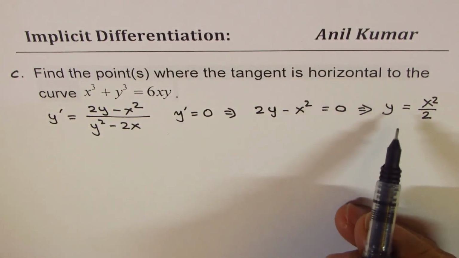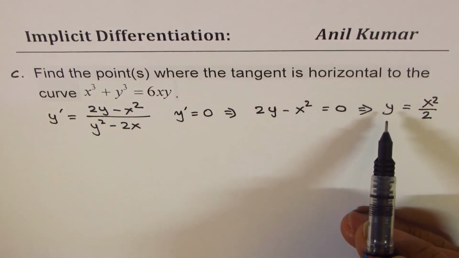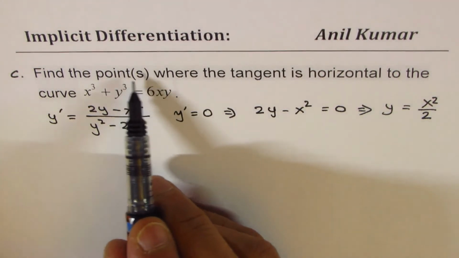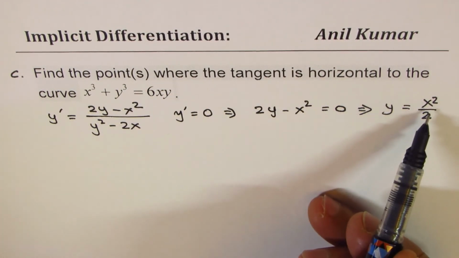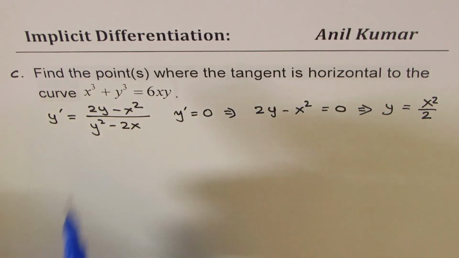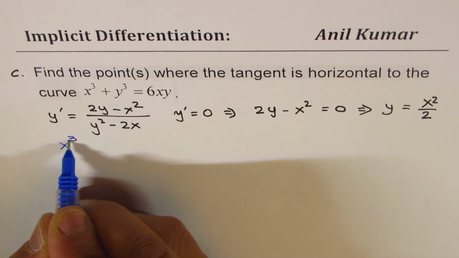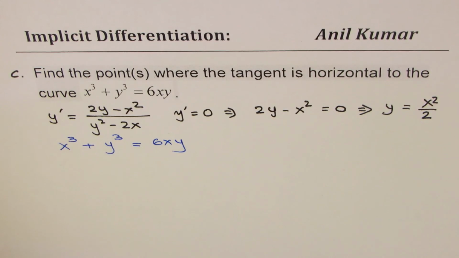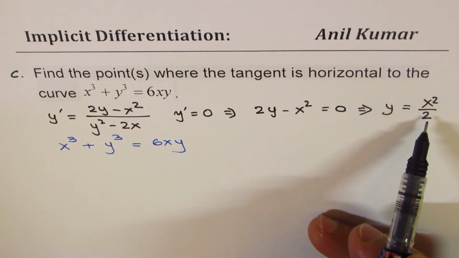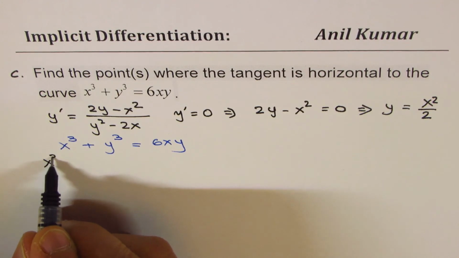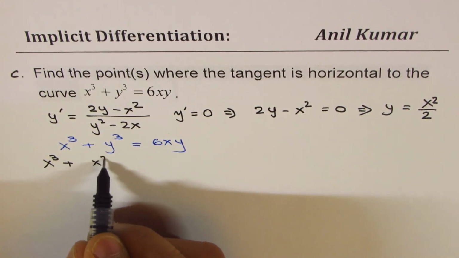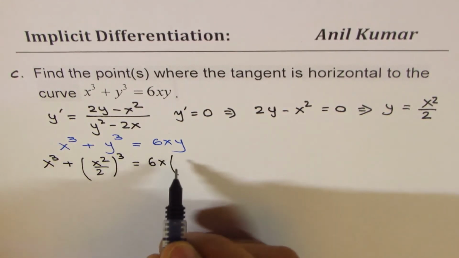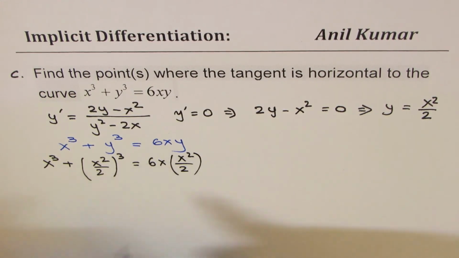Perfect. So we get a condition here from the numerator, y equals x squared divided by 2. To find the points on the curve, we'll substitute this into the equation. The equation given to us is x cubed plus y cubed equals 6xy. Here we'll substitute x squared over 2 for y. So we get x cubed plus (x squared by 2) whole cube equals 6x times x squared by 2.